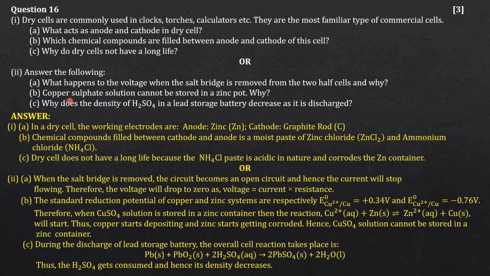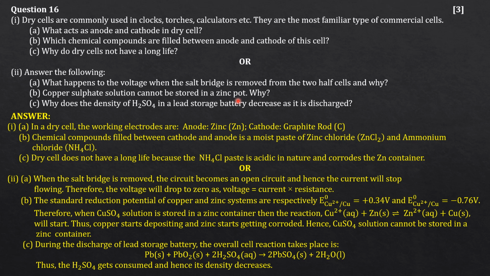For example, copper sulfate solution cannot be stored. The statement is clear, it cannot be stored. They are not asking whether it can be stored or not; in that case, the question will become difficult. They have written cannot be stored, so obviously some reaction will be there. You are keeping copper sulfate that contains Cu2+ ion, and the container is metallic zinc. So Cu2+ will be reduced to copper and will get deposited, and the zinc will be oxidized to Zn2+ and will come into the solution. That is why you cannot keep it.